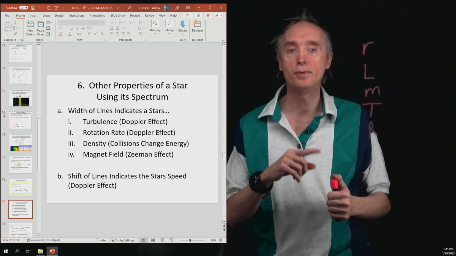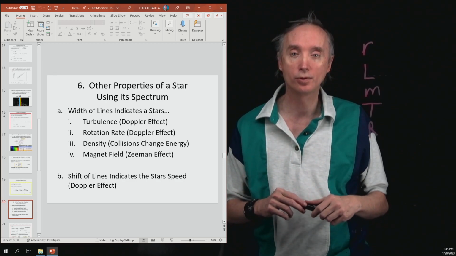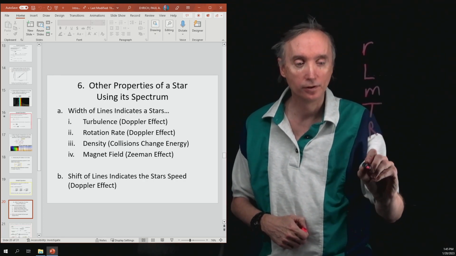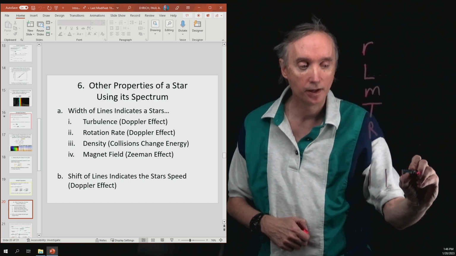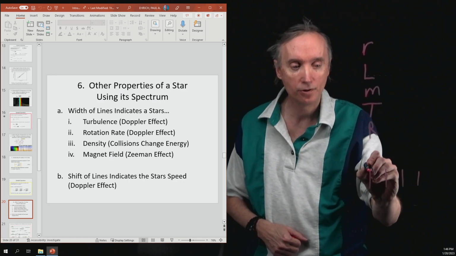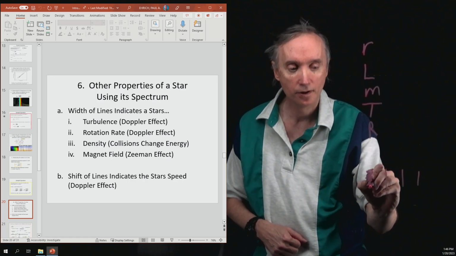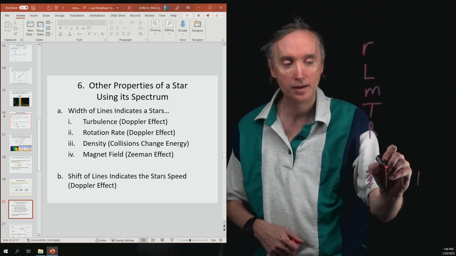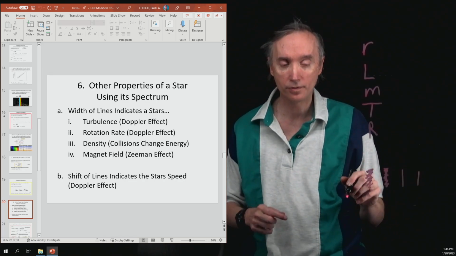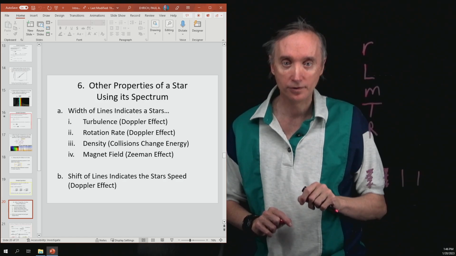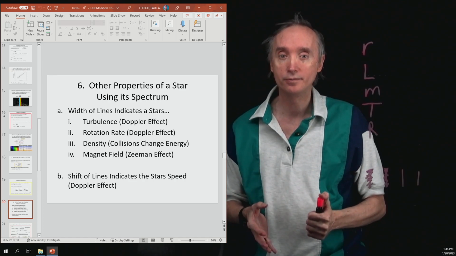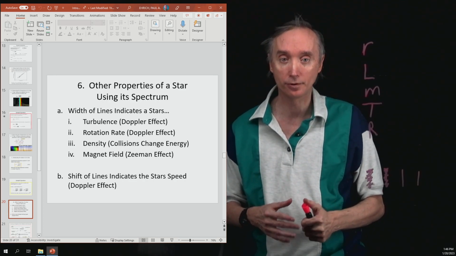So I encourage you to go back to unit number 1 and look at those lessons where we talked about this. But when you look at the emission lines produced in a spectrum, sometimes you're going to notice that those lines are thin, and other times those lines are very thick. And so the width, the thickness of the lines, we found out would tell us something about the turbulence going on inside the star, and we figured that out by using the Doppler effect.